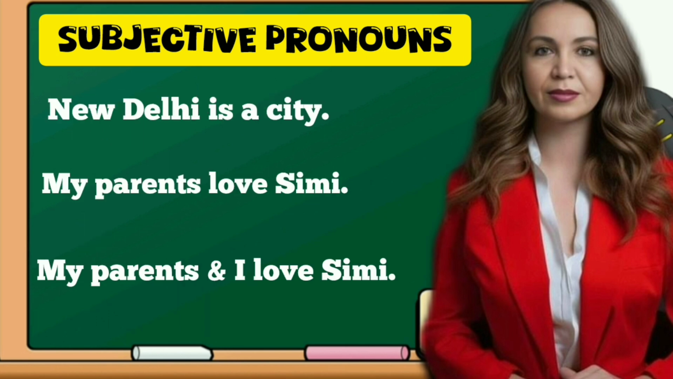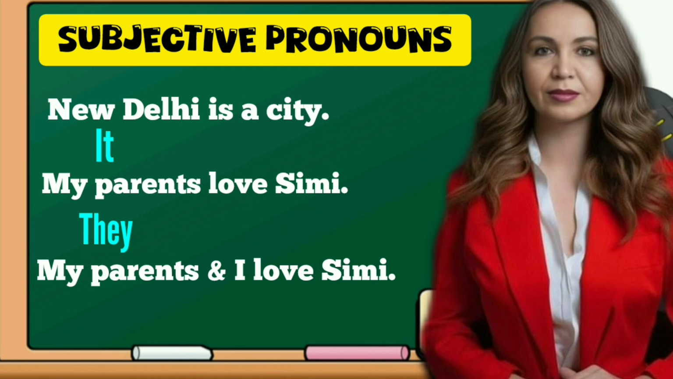More practice. New Delhi is a city. New Delhi is the name of a place. To change it, we have to use it because it is one city. It is a city. Next, my parents love Simi. Simi is my cat. My parents, is it one parent? No, it is two people, my mom and dad. So we are going to write they. They love Simi.